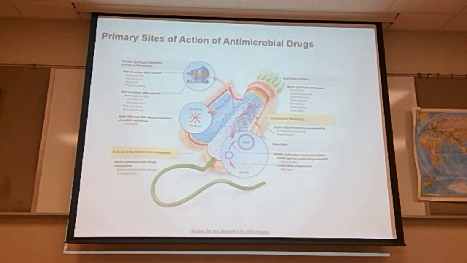There is a drawing of a typical bacterium, a bacillus-shaped bacterium that is flagellated and ciliated. It looks like it has an outer membrane, I believe, so it is a gram-negative organism. But you can see all of the places that different drugs can be effective. Here are the protein synthesis inhibitors acting on the ribosomes in different ways. Folic acid synthesis inhibitors in the cytoplasm block the pathways. Here are my cell wall inhibitors, cytoplasmic membrane inhibitors, and DNA and RNA inhibitors.